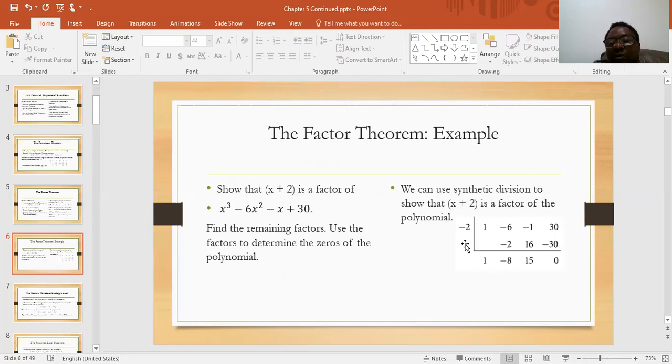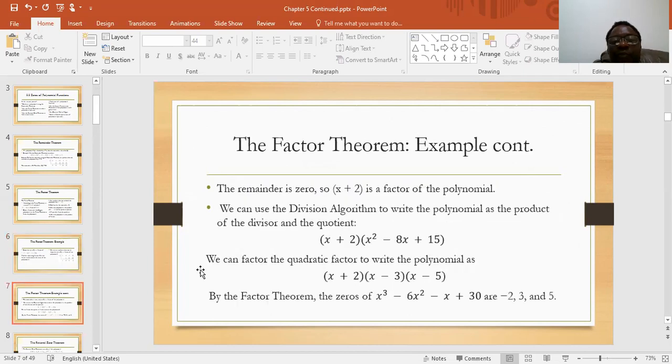We bring down the leading coefficient 1, multiply it by minus 2 to get minus 2, add minus 6 to get minus 8. Minus 8 times minus 2 is 16. Add minus 1 to get 15. Multiply 15 by minus 2 to get minus 30. And we get a remainder of 0. So x plus 2 is a factor of x cubed minus 6x squared minus x plus 30. The remainder of the division of the cubic function by x plus 2 is 0, so it is a factor of the cubic polynomial function.